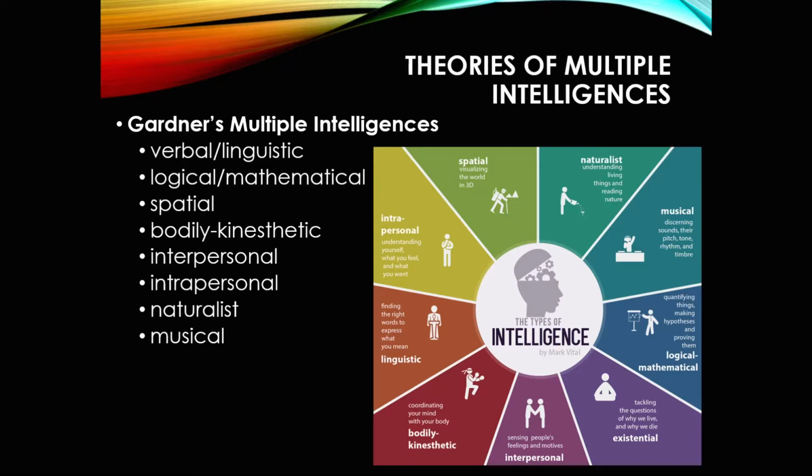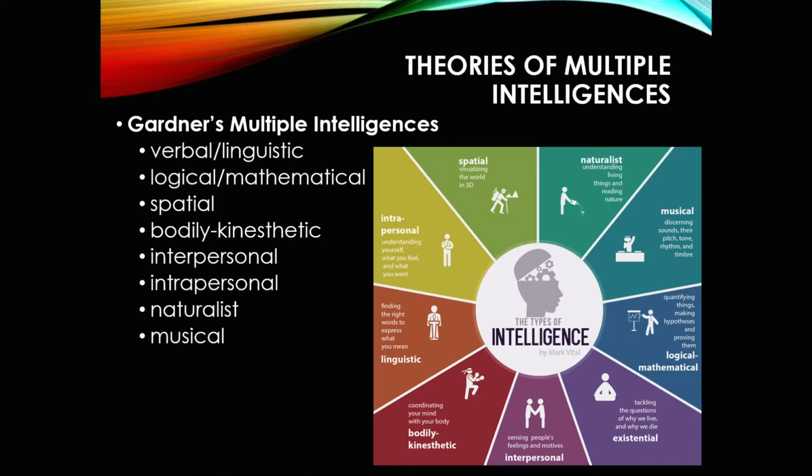Gardner also had a very sort of famous, well known theory of multiple intelligences. Gardner thought that we have at least 8 different types of intelligences, and that people may be strong in one or more of these areas. These are things like the verbal or linguistic intelligence, which is finding the right words to express what you mean. You may know people who are really good communicators, who are really good at writing papers, who are really good with their vocabulary and their linguistic expression. Those people probably would score very high in linguistic intelligence.